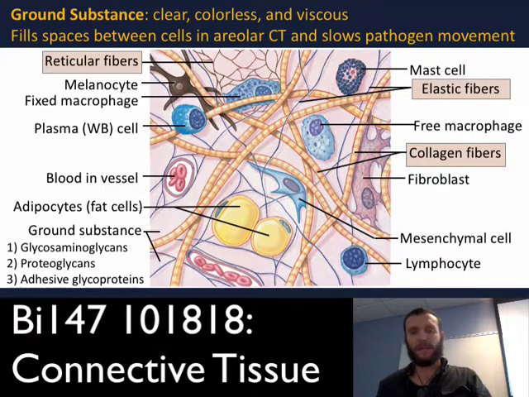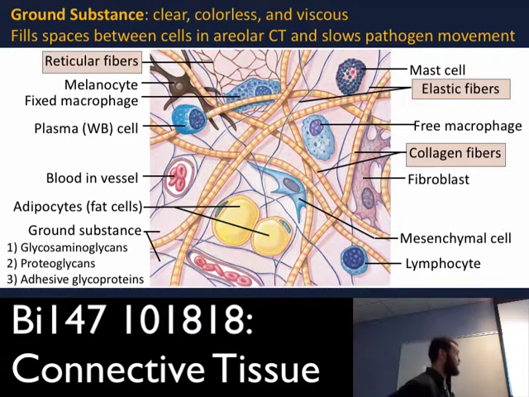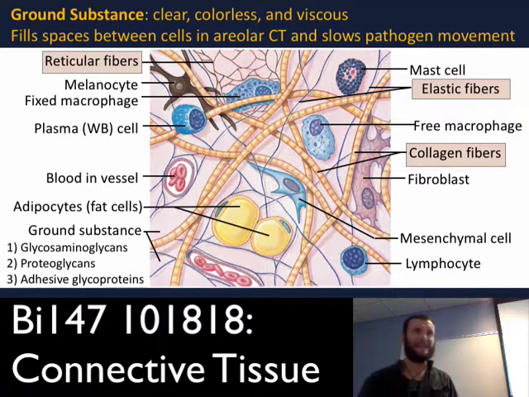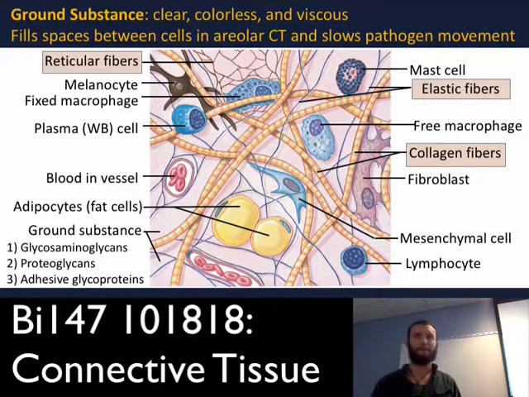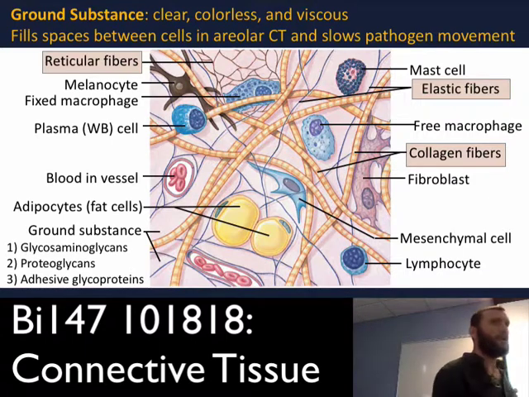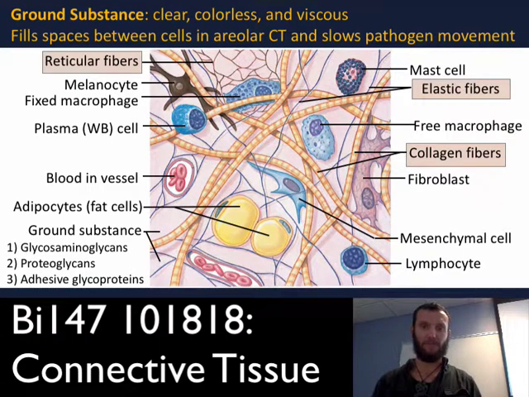The empty space, that pink empty space in between everything, that's what we call ground substance. Ground substance. It is clear. It is colorless. It's not pink like you see there. And it's viscous. What does the word viscous mean? Give me an example of something that's viscous. Honey. Yeah, syrup. Motor oil. Yeah, molasses. Definitely viscous. So it's viscous like that.